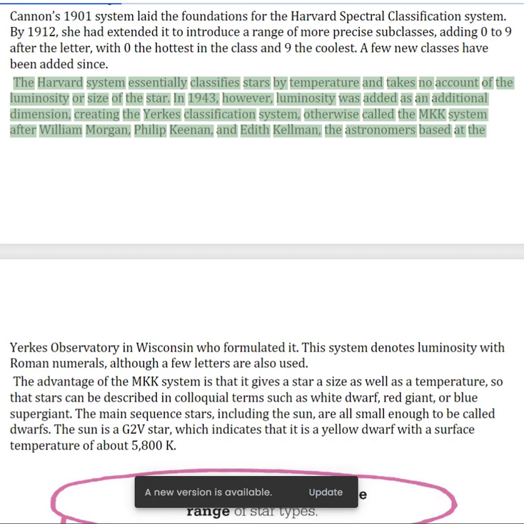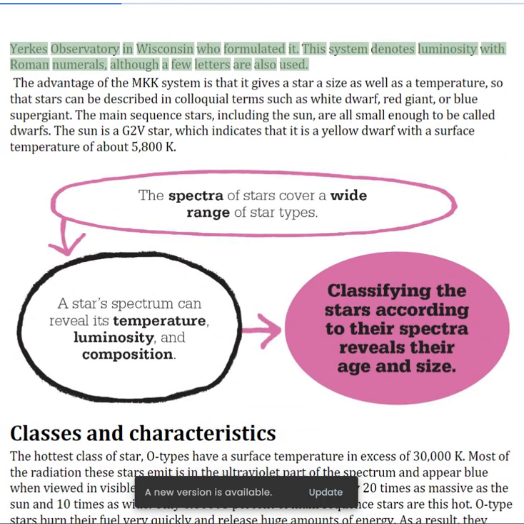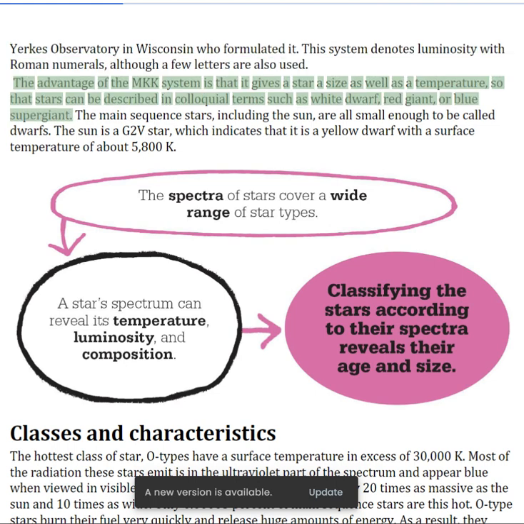The system is named after William Morgan, Philip Keenan, and Edith Kellman, the astronomers based at the Yerkes Observatory in Wisconsin who formulated it. This system denotes luminosity with Roman numerals, although a few letters are also used. The advantage of the MKK system is that it gives a star a size as well as a temperature, so that stars can be described in colloquial terms such as white dwarf, red giant, or blue supergiant.